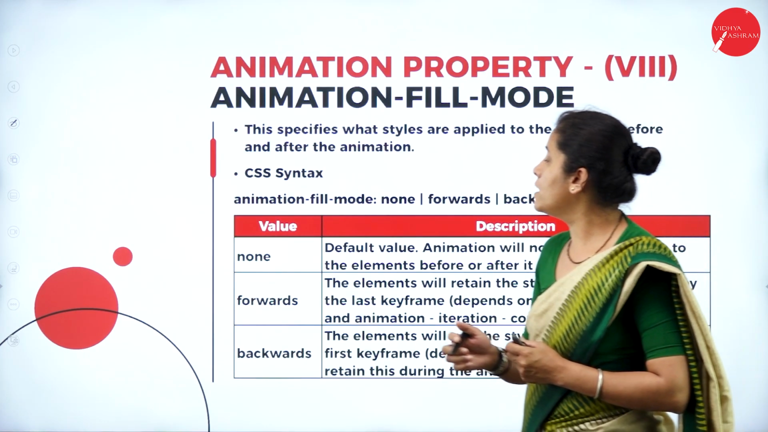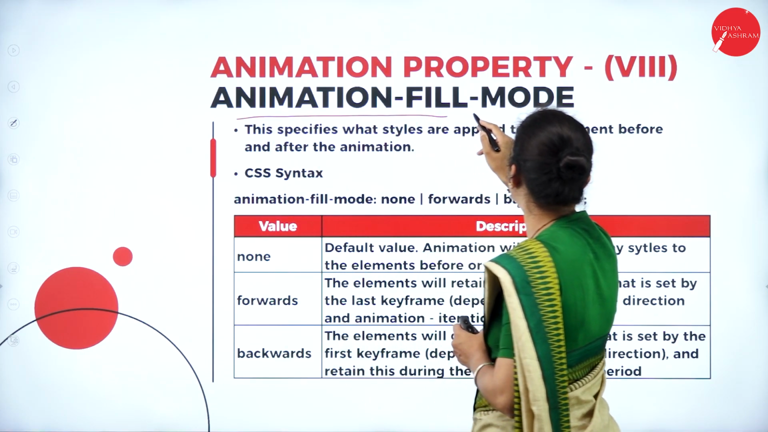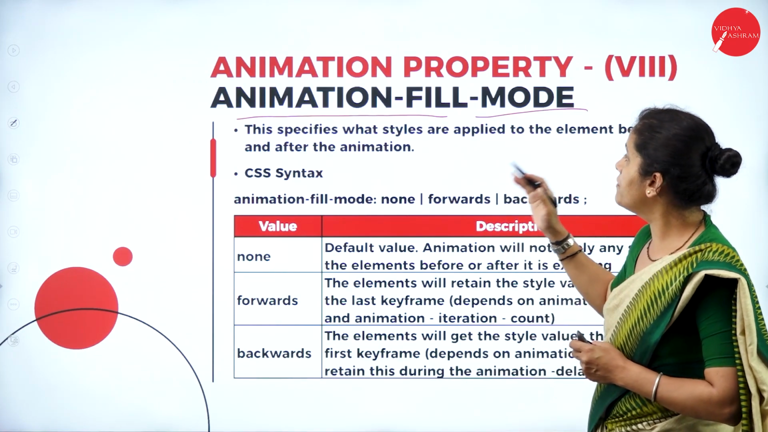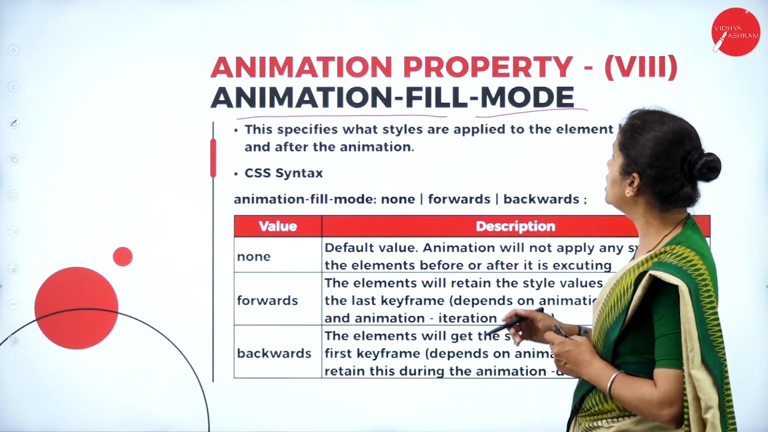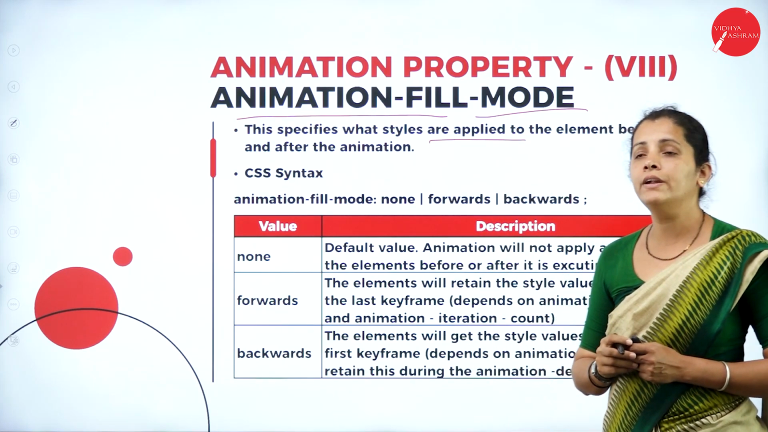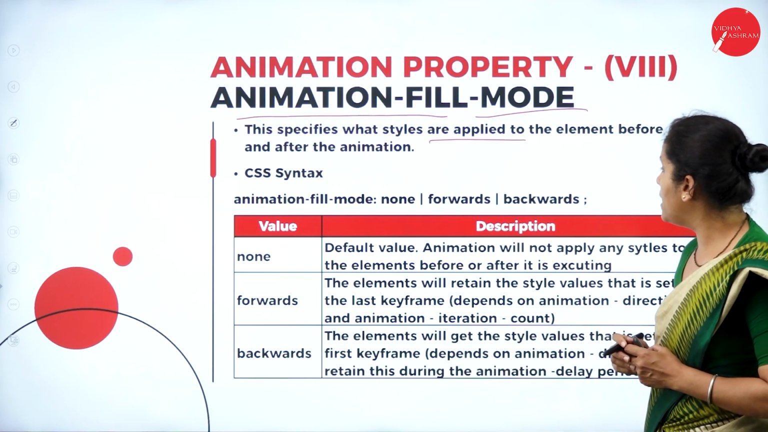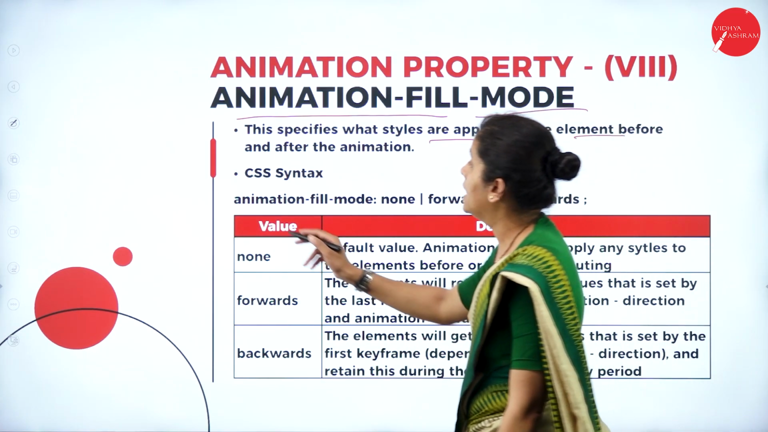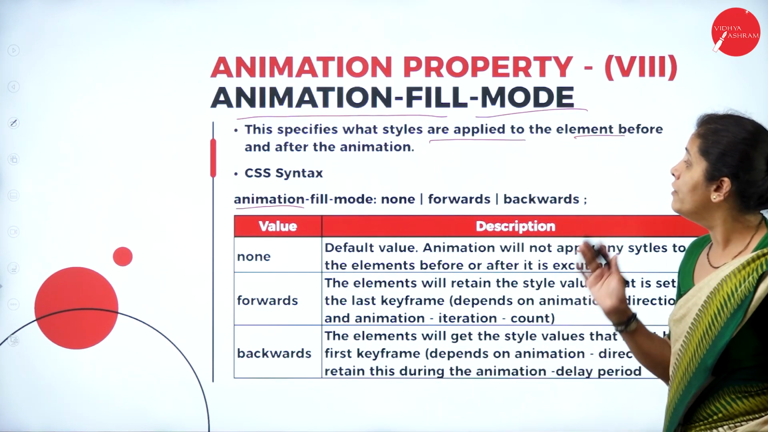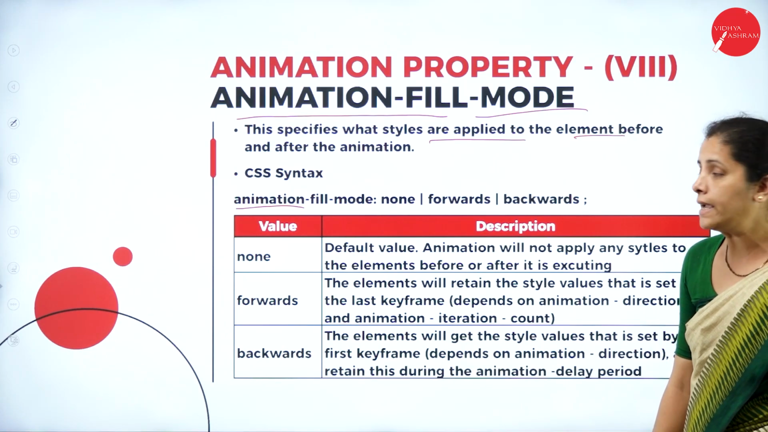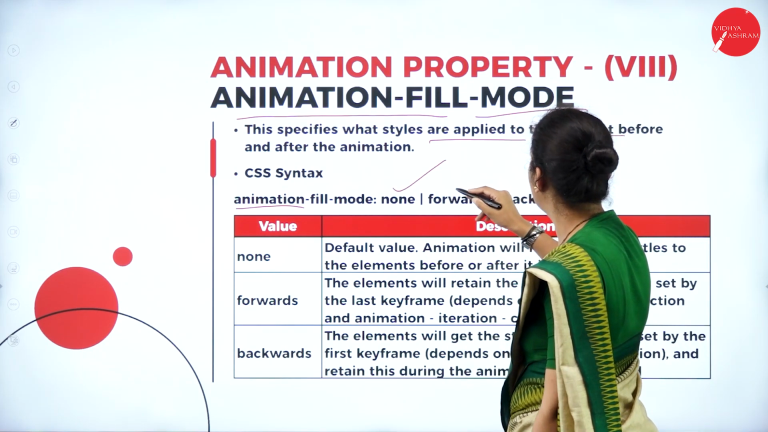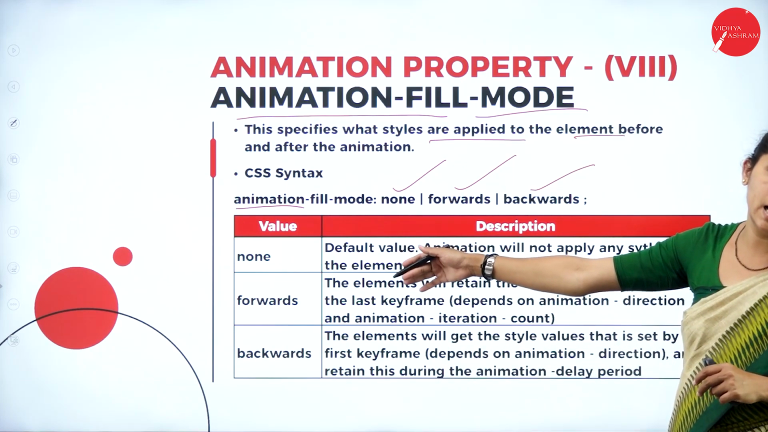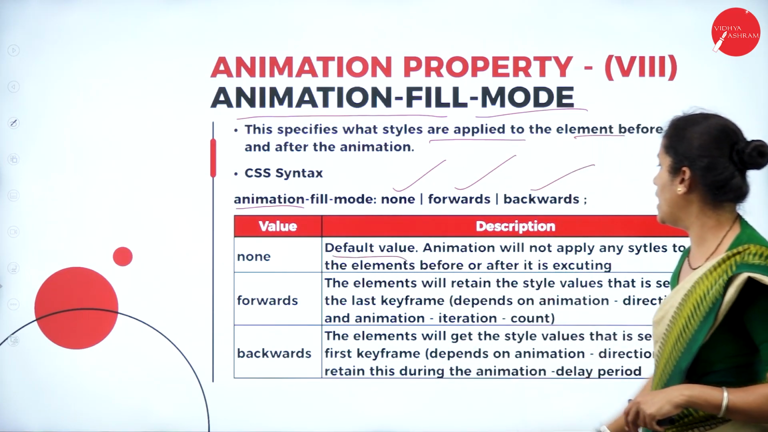Fine. Now I have one more property, the animation fill mode, which is my 8th property. Animation fill mode specifies what styles are applied to the element before and after the animation. If I consider the syntax, what are the 3 possible values I can have? None, forwards and backwards.